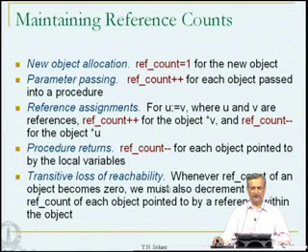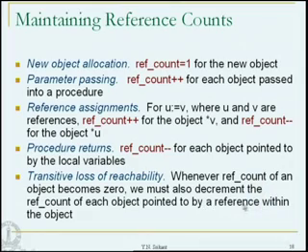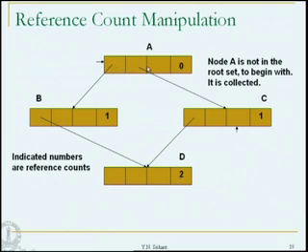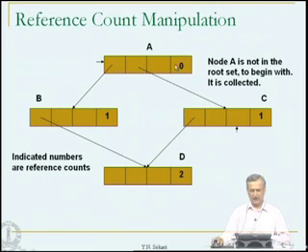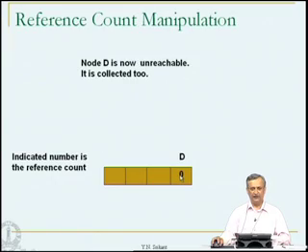Transitive loss of reachability, this is what I showed just now. Whenever the reference count of an object becomes 0, we must also decrement the reference count of each object pointed to by a reference within the object. So, these two fields are pointing to this node and this node, and the reference count of A has become 0. So, we are going to reduce the reference count of this by 1. So, this becomes a 0, this also becomes a 0, and finally, this is pointing to this, both of them decrement this reference count by 1. So, this also becomes a 0, that is what I showed just now. Finally, D is also collected.